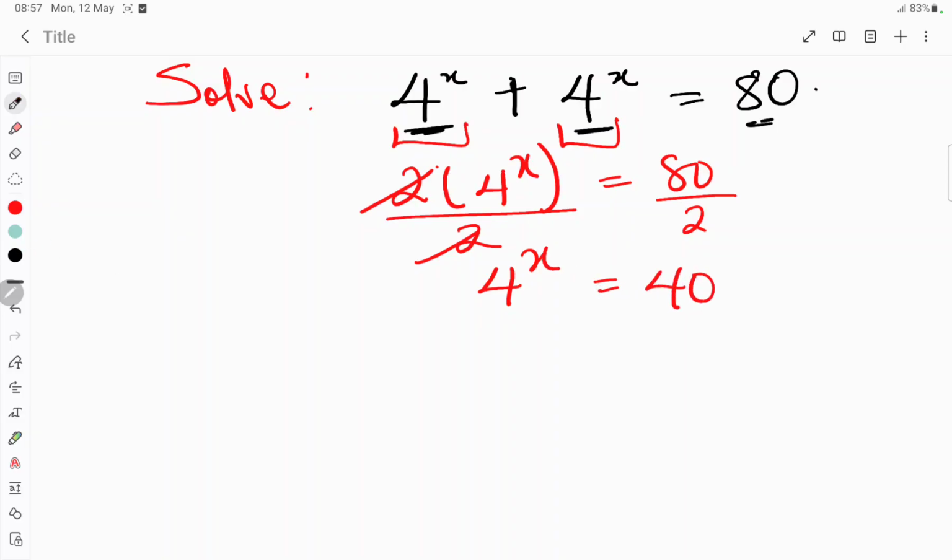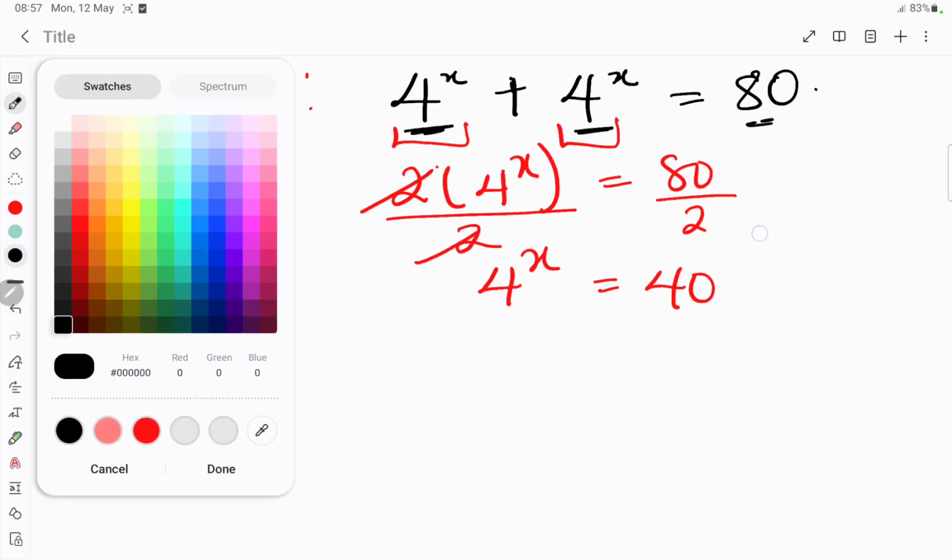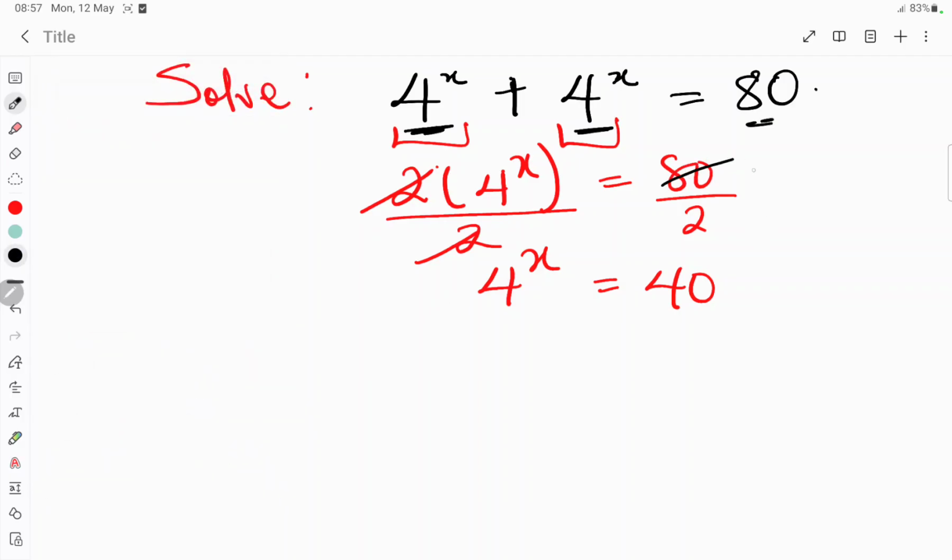The reason behind this is that 80 divided by 2 is 40 and 2 divided by 2 is 1. So since you have this, observe that 4 is the base and 40 is also the base. These two bases are different, so we cannot express them in the same base. So we'll try to use logarithm.